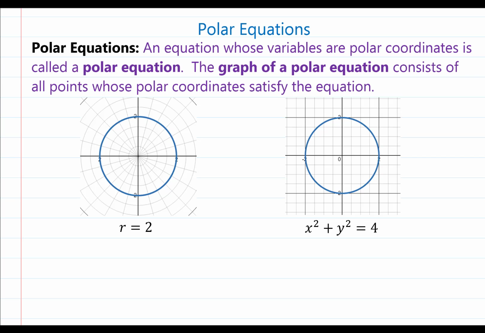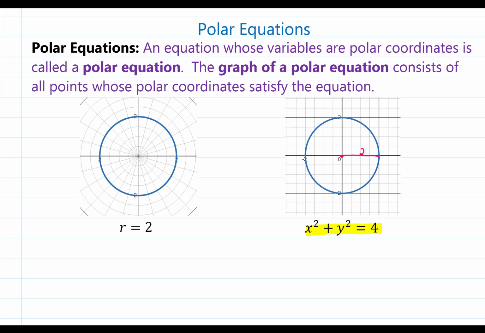That same graph, when put on the rectangular coordinate plane, would have a circle with the center at the origin and a radius also of 2 units. The equation for that circle would be x squared plus y squared is equal to 4.